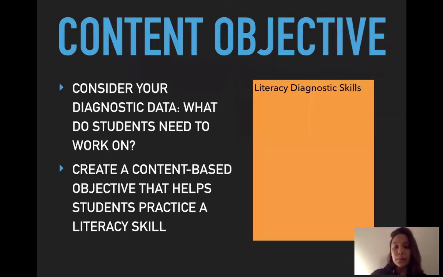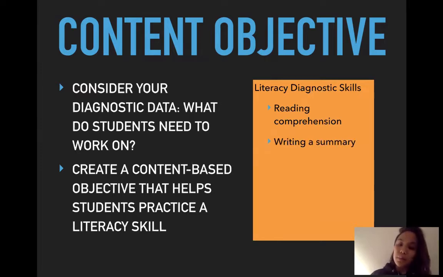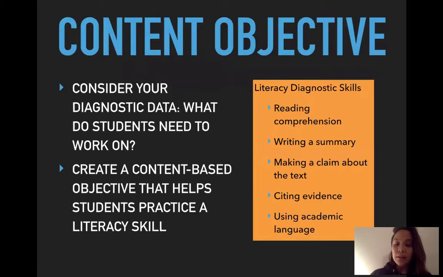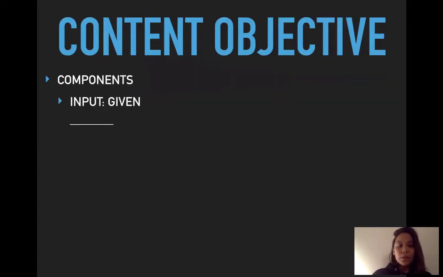So for example, maybe they need to work on reading comprehension. Maybe they didn't quite understand the text that you gave them. Maybe they need to work more on writing a summary or making a claim about a text, citing evidence, or using academic language. So when you're coming up with your content objective, there are 3 components that you want to make sure is in there.